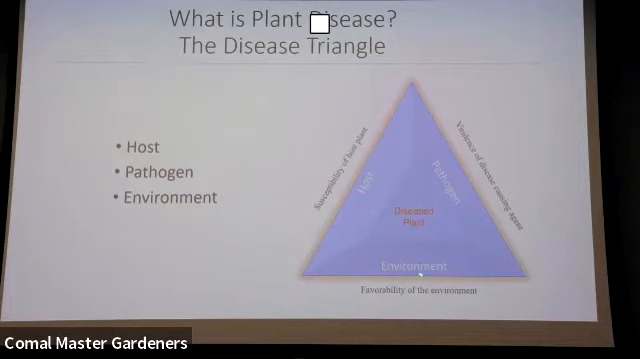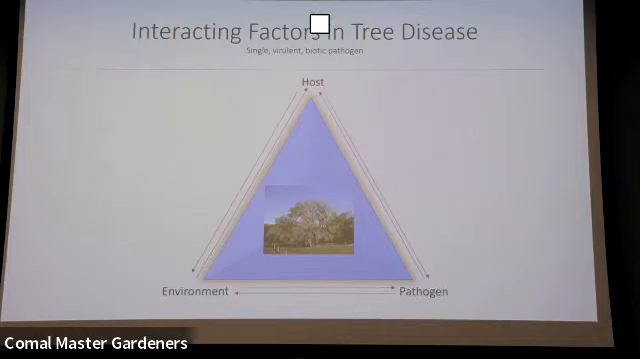If you do not have these three components at the right proportions in a given environment, then a lot of times the disease will not develop. And it may be around and cause a little bit of damage here and there, but it's not going to become epidemic, which is what we have here with oak wilt in the hill country. Host, pathogen, and environment.